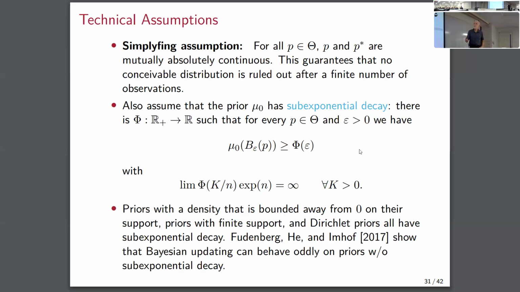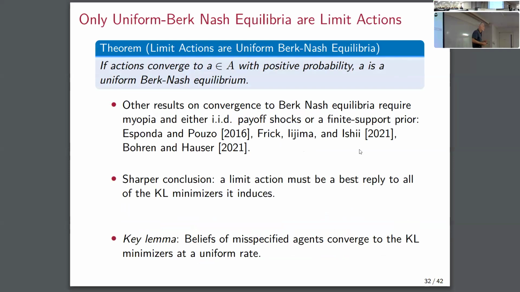Theorem: if actions converge to some particular A with positive probability, A has to be a uniform Berk-Nash equilibrium. Berk-Nash is too weak a solution concept. Other results on converging to Berk-Nash either require that agents are myopic, which I didn't assume, or payoff shocks, as in Esponda and Pouzo, or a finite support prior. But there are these other related results by Fudenberg, Ishii, and others.